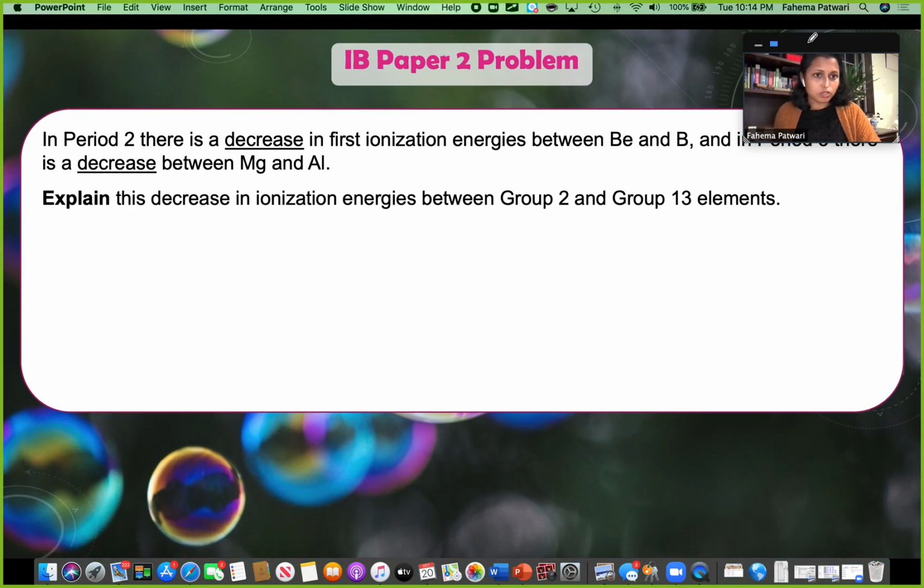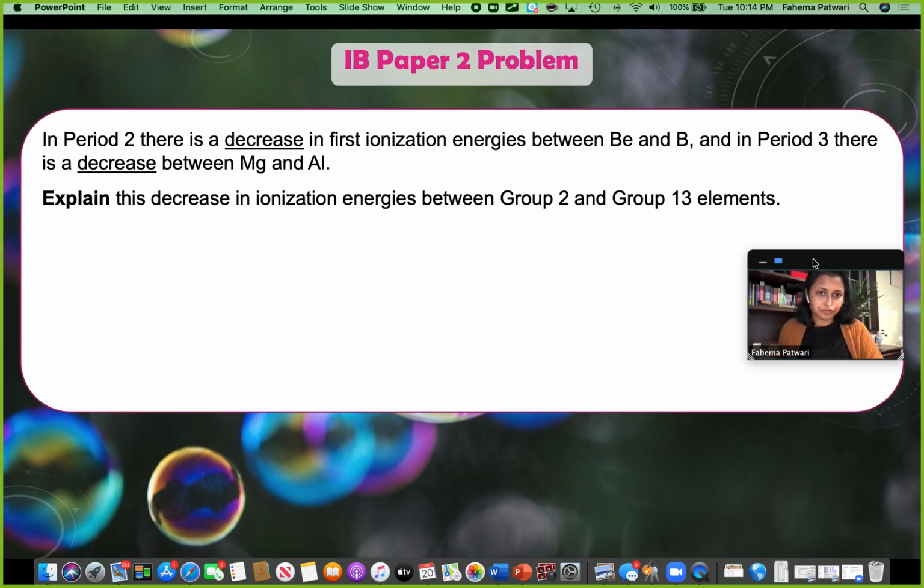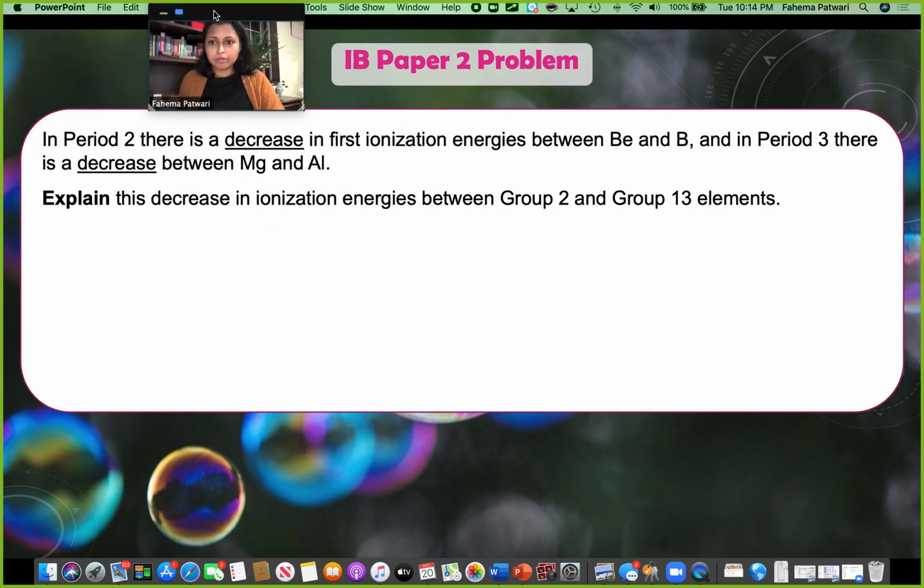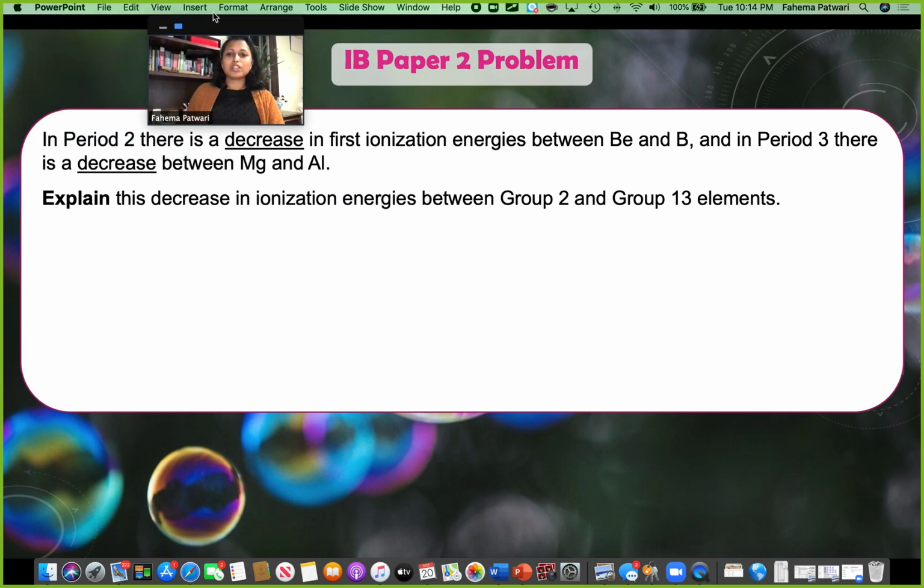All right, so some practice problems. In period 2, there is a decrease in first ionization energies between beryllium and boron. And then in period 3, there's a decrease between magnesium and aluminum. How do you explain this decrease in ionization energies between group 2 and group 13 elements?